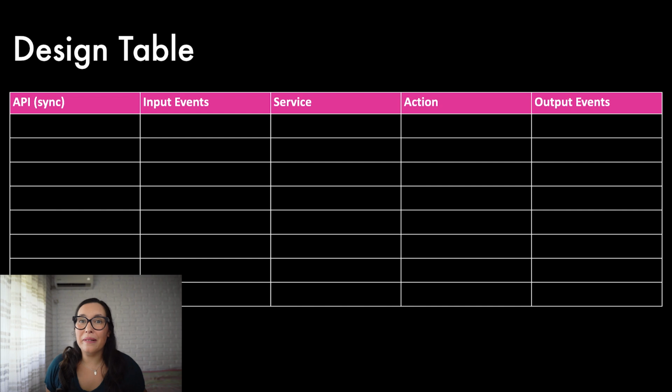Put the name of the table to be like the use case, like in this case, create an order, and here each row represents an execution, like an action has been taken, and then each of the columns will have different values. So API is when the call comes from an API. So this is a synchronous call, like for example, the first invocation in the flow. Then we have the input events, what is the event that triggers this. Then we have the service name, like the microservice name, the action, what is the method that it's executing, and then the output event. So we will see this in more detail as we go through the demo.